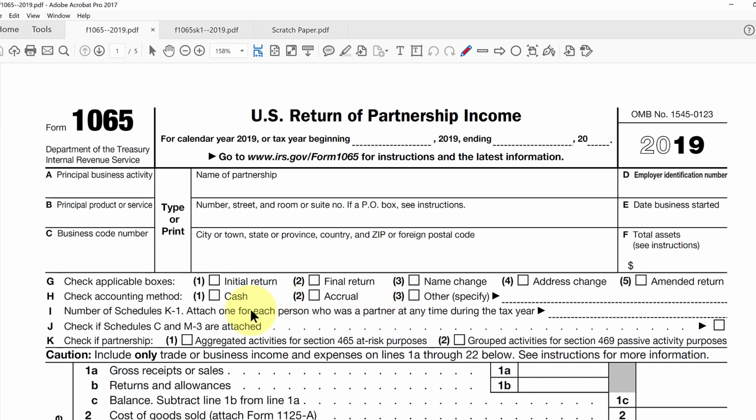More and more taxpayers are now eligible for the cash basis, the simpler cash basis. Here in question I, it asks you, how many partners are there in this partnership? And for each partner, you have to attach to this return a Schedule K-1. And a copy of that partner's K-1 would go to that partner, so they would know how much income and expenses they can claim on their return.